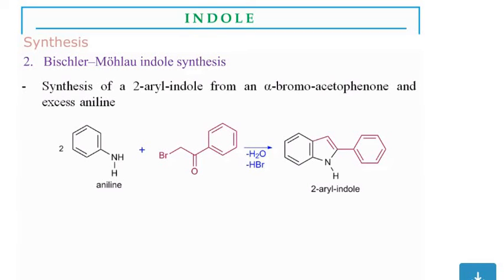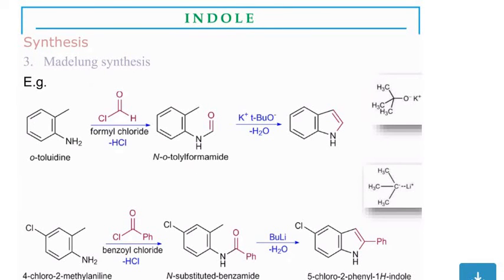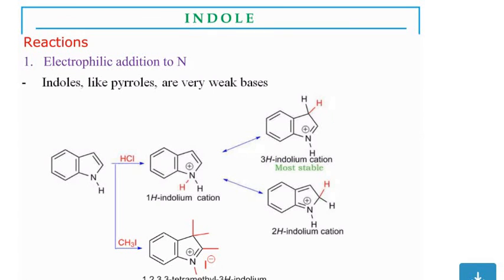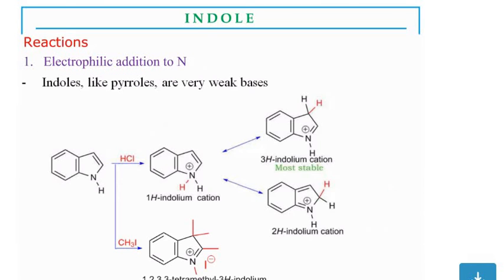Bischler-Möhlau indole synthesis, you can see 2-aryl indole. Medlang synthesis, you can see this is the steps. Electrophilic addition to nitrogen: protonation occurs at nitrogen, giving the 1H indolium cation and the 3H indolium cation, which is more stable.